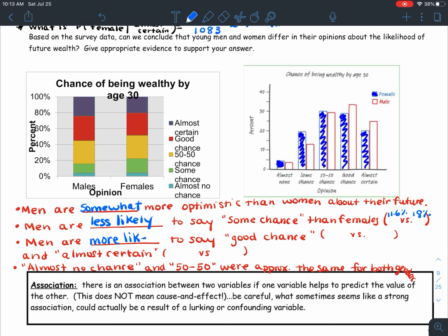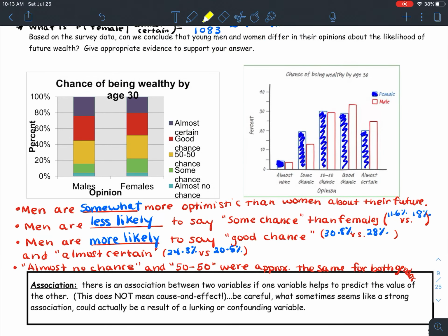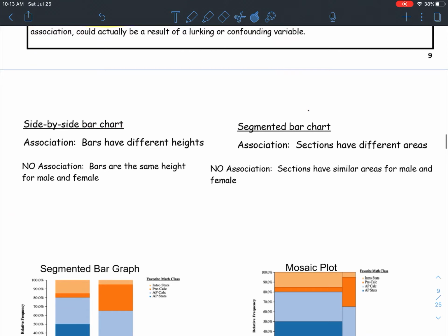Men are more likely, and when you start seeing differences between gender and their response, that's evidence that there is an association. And they're more likely to have answered almost certain. I'm giving this numerical evidence here just to cite and compare. The almost no chance and the 50-50 were pretty much the same for each gender. Very important: an association in no way means cause and effect.